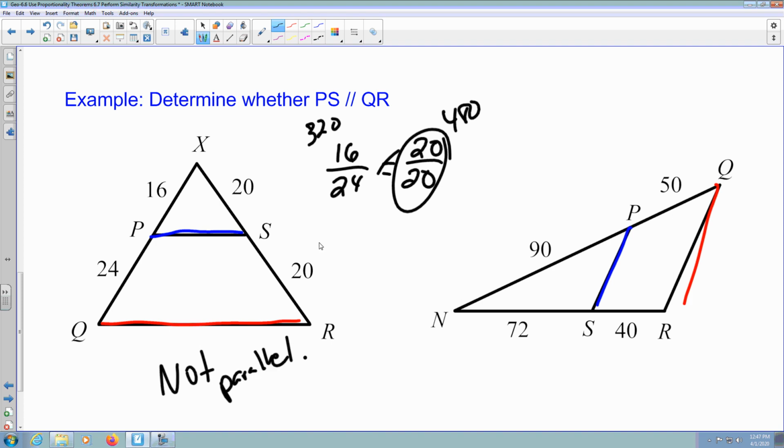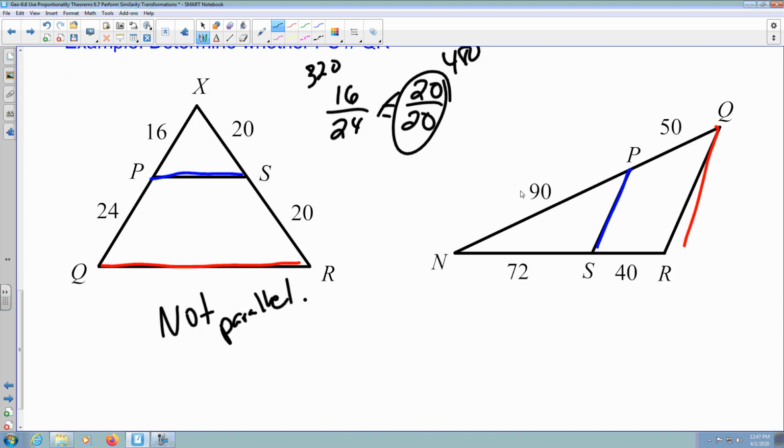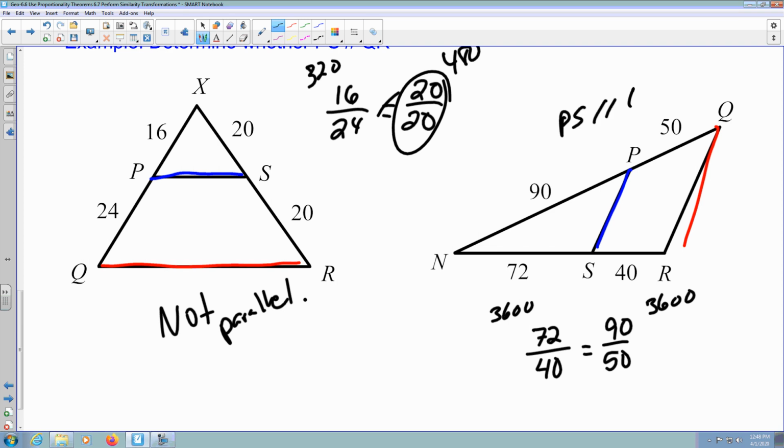So if I go over here to this second example, to set this one up, I want to see if 72 over 40 is going to be proportional to 90 over 50. 40 times 90 is 3,600, and 72 times 50 is 3,600. So they are the same. Yes, parallel. So I can say that PS is parallel to QR.